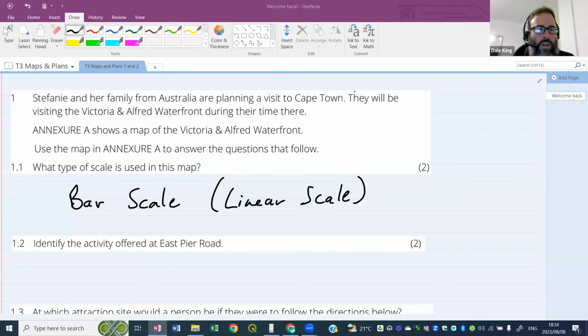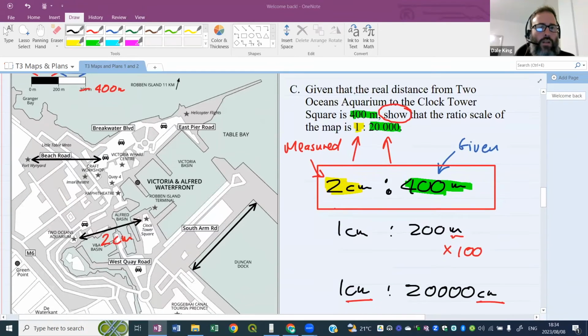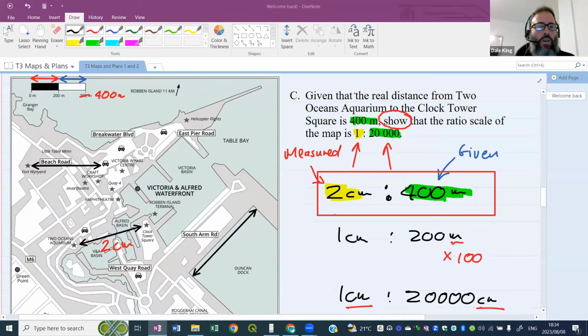Now it says 1.2, identify the activity offered at East Pier Road. I'm going to go up to the map, and you guys can type in chat. What is the activity at East Pier Road? One of you guys can see it. All right. Yes, very good. Helicopter flights. This is East Pier Road, and the little star there shows the activity. Very good.